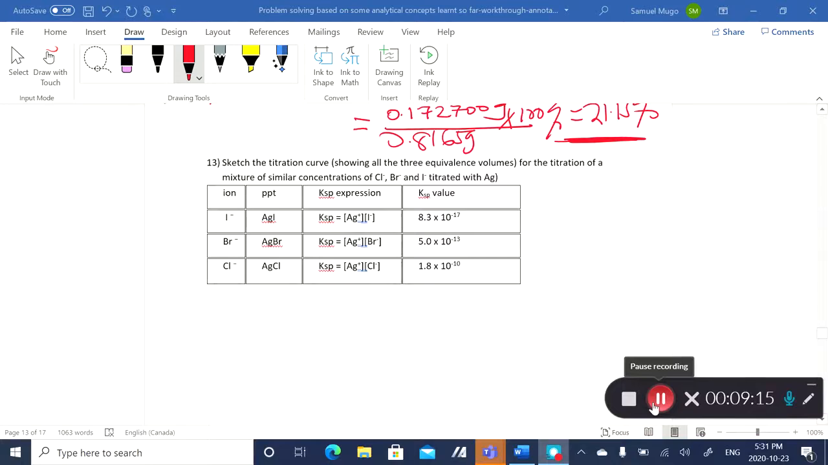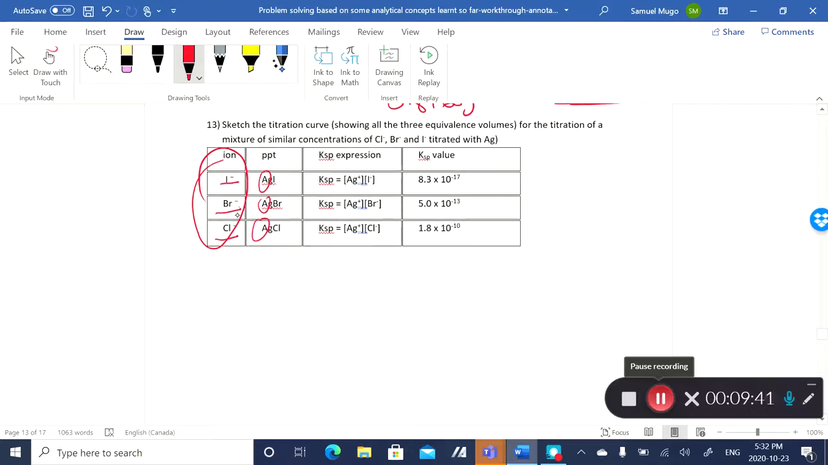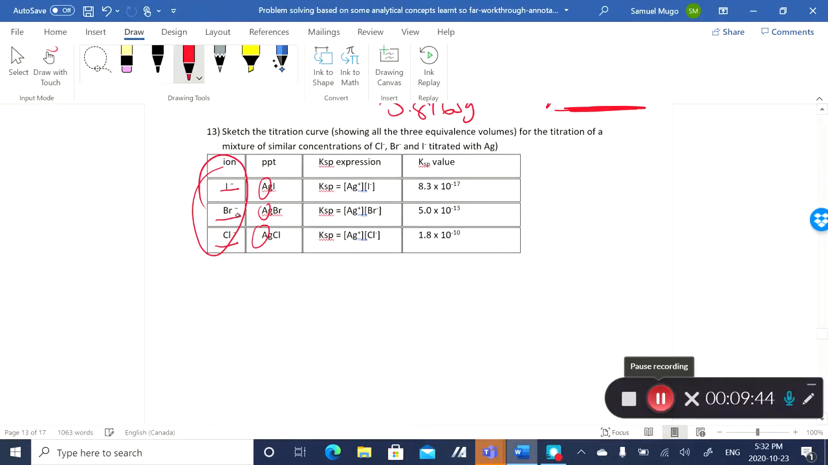So the next problem is fairly straightforward. You've been asked to titrate 3 different ions by an argentometric titration, because we are using silver in all cases to titrate the chloride, bromide, and iodide, possibly, in a water sample. And the question is, sketch the titration curve that you get from this kind of a titration.